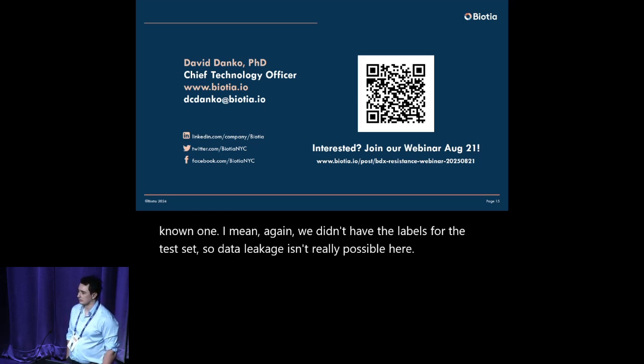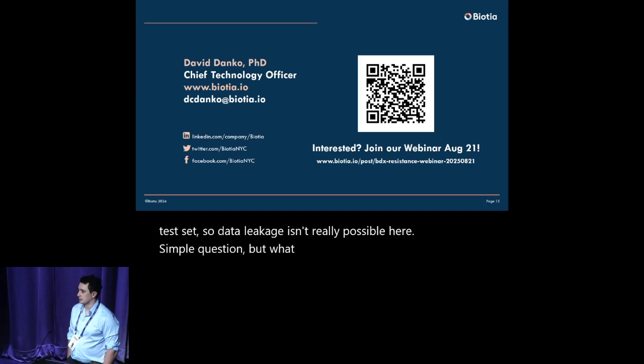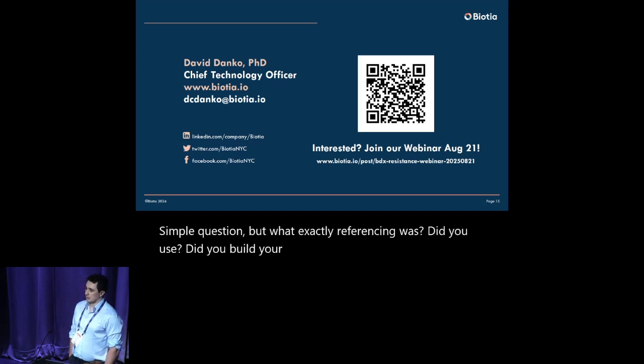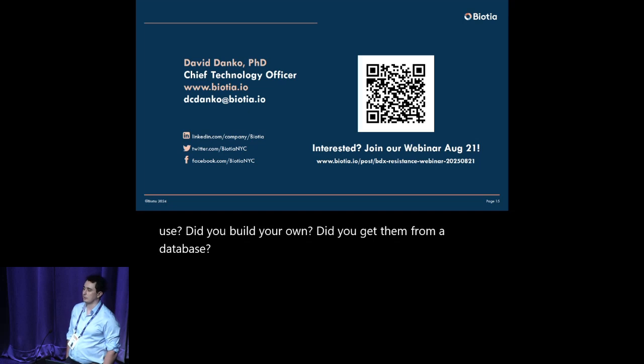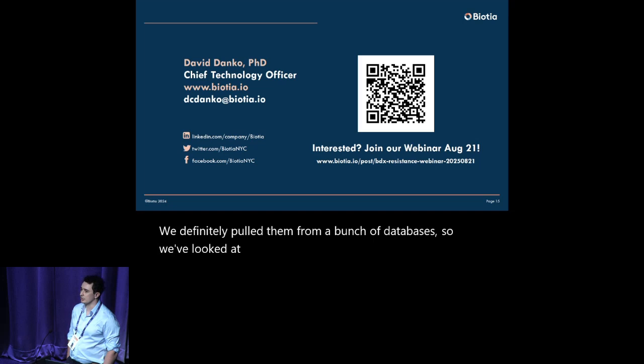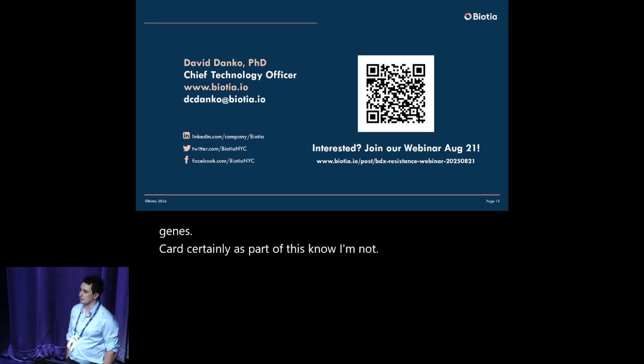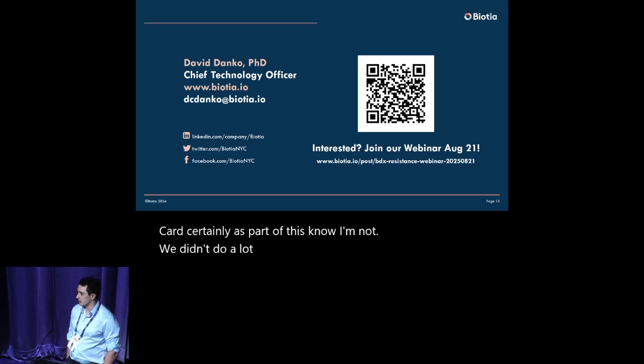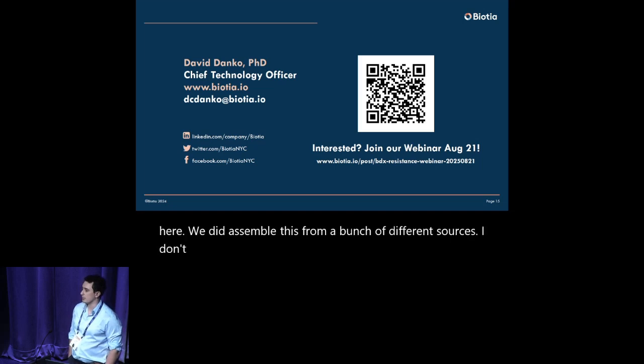Pretty simple question, but what exactly reference genomes did you use? Did you build your own? Did you get them from a database? We definitely pulled them from a bunch of databases. So we looked at PATRIC, which is reference genomes, not genes. CARD certainly is part of this. We didn't do a lot of de novo discovery of genes on our own here. We did assemble this from a bunch of different sources. I don't think we're using any crazy novel source that other people haven't talked about. Thank you.